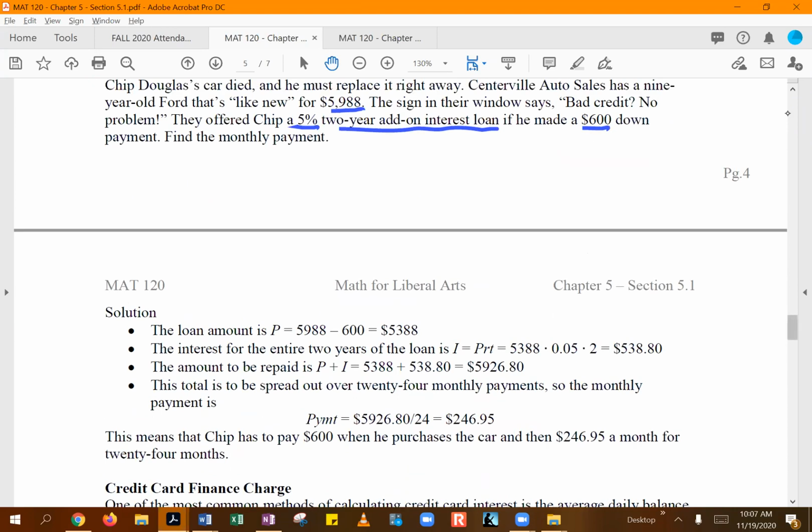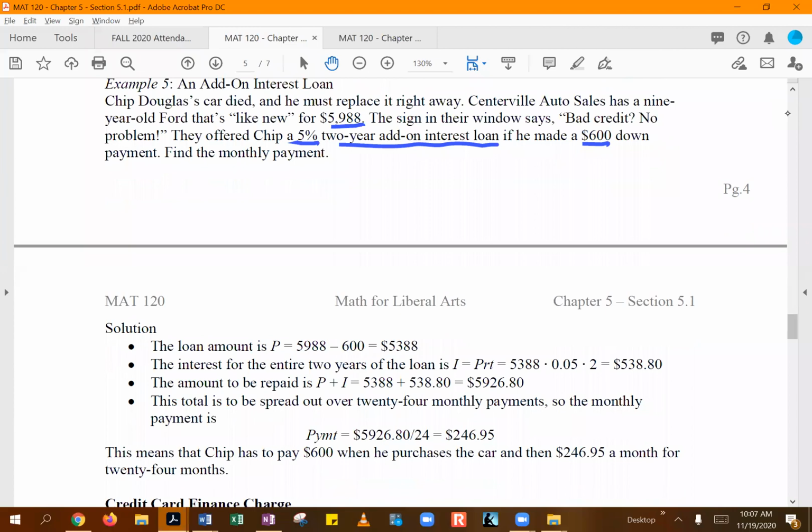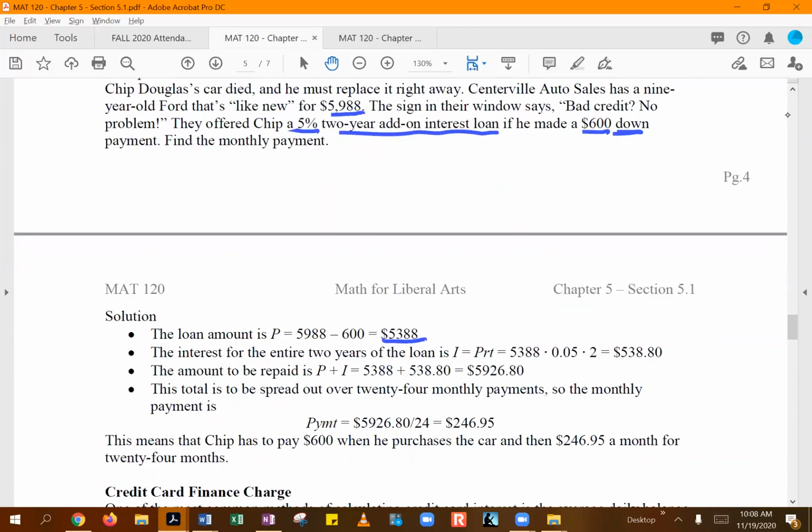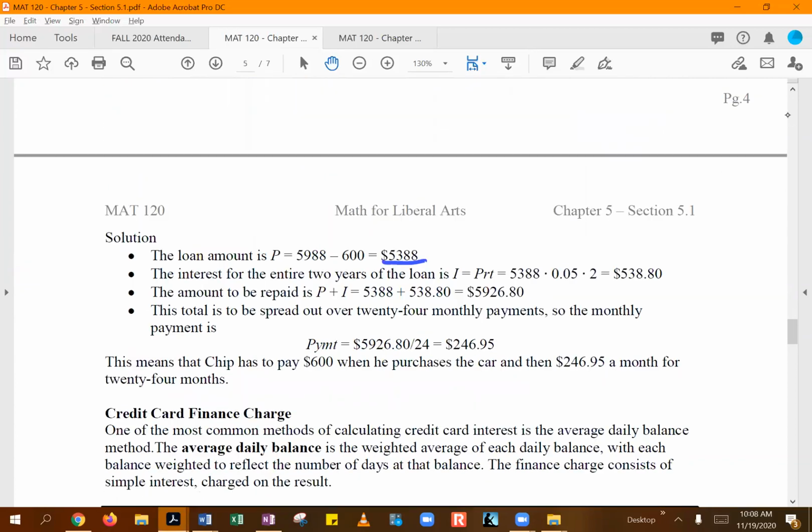So the value of the car at which they're selling is $5,988. Now you can see they're talking about $600 worth of down payment, right? That's the amount Chip pays at the time that he purchases the vehicle. So that's why we're taking that total dollar amount of $5,988 and subtracting the $600, which means the loan amount he's going to borrow is $5,388. Now they're talking about a 5% add-on interest loan.